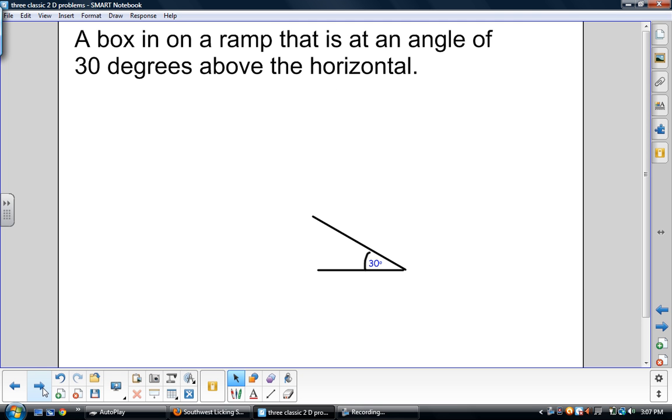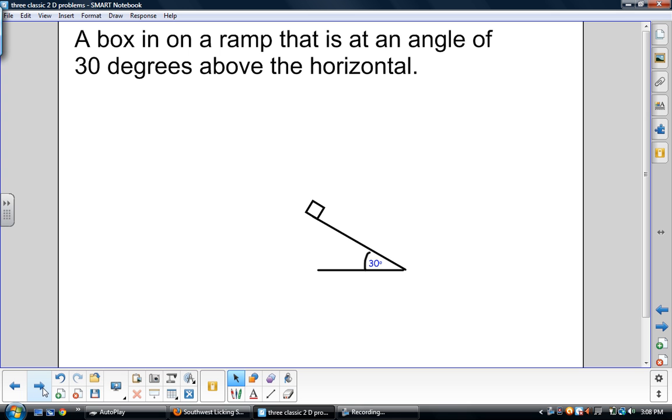Alright, so we're going to start with things on ramps. So here's the basic scenario. Of course, this is going to change based on the details of the specific problem. I'm going to talk about a box on a ramp that's sliding down the ramp. So the box is on a ramp, at an angle of 30 degrees above the horizontal. And of course, in a real problem, I have to give you lots of other information, like the coefficient of kinetic friction and the mass of the box and those sorts of things.